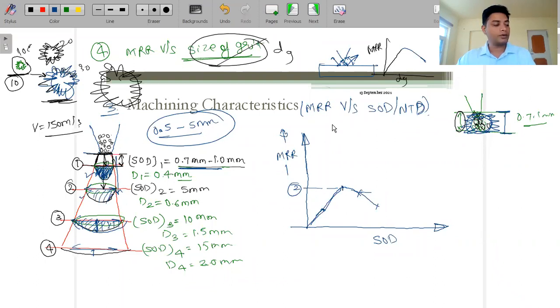Yes, so after some time it decreases. So for that also it will have the same kind of characteristic, the same kind of graph. Okay guys, so please just concentrate on this one. Now guys, if any one of you has any doubt, you can ask me.